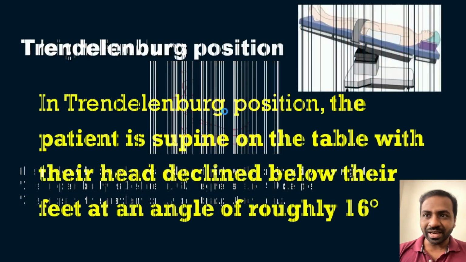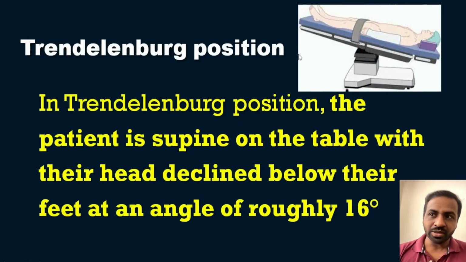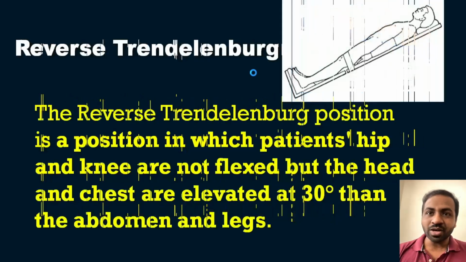Now we will see the next position, that is the Trendelenburg position. So this is the picture of the Trendelenburg position. In that, the patient is supine, lying down on the table with their head declined below their feet. The feet are up and the head is down at an angle of roughly 16 degrees. So the legs are elevated. This is known as the Trendelenburg position.